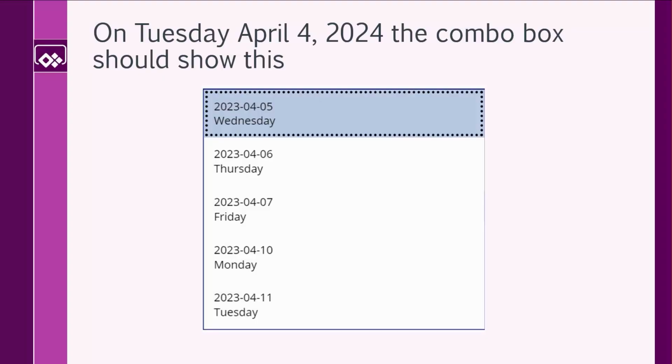Let's say today is Tuesday, April 4th, and for our combo box to show the next 5 business days, I should see something like this. Starting from Wednesday, Thursday, Friday, then Saturday and Sunday should be missing, and then we should have Monday and Tuesday. Now let's see how we can do it.